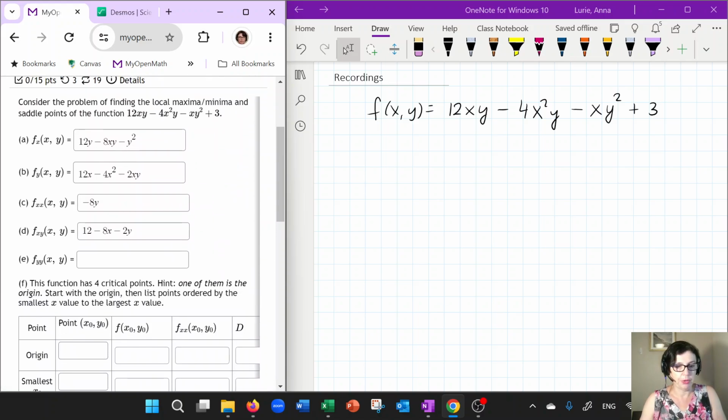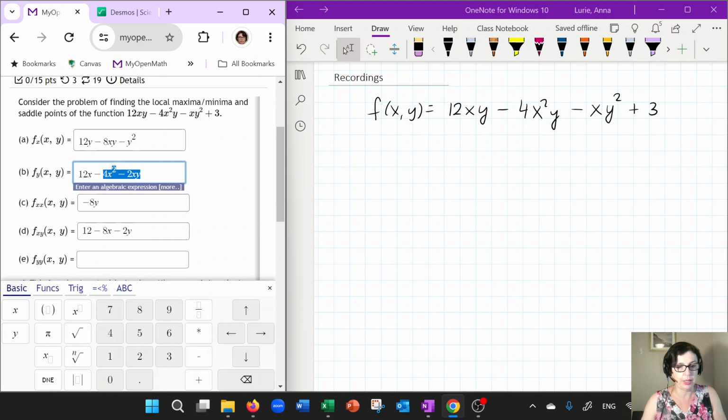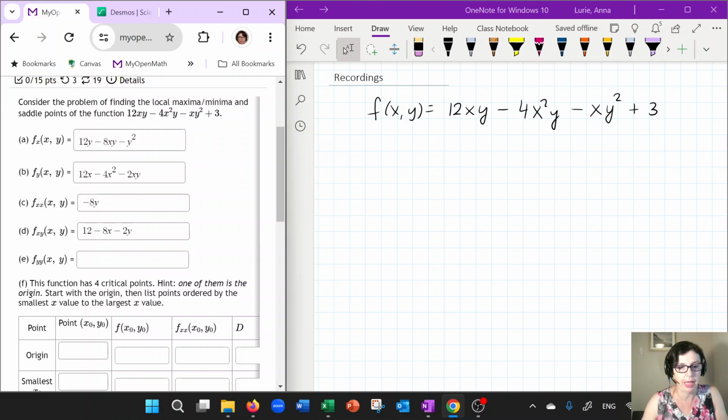Now, before we get to the final derivative, I would always recommend checking to see if the derivative of fy with respect to x gives you the same thing as the previous answer. So take this and take the derivative of it with respect to x, because mixed partials must be the same. And you can see that that's 12 minus 8x minus 2y, so we confirm that that's right.